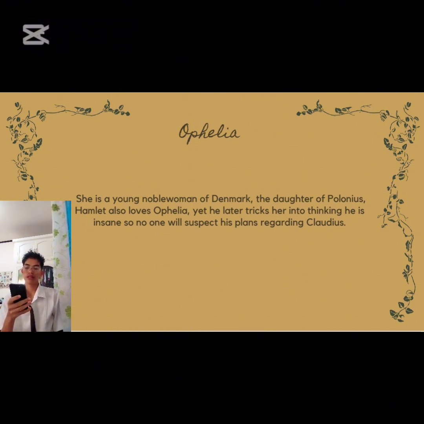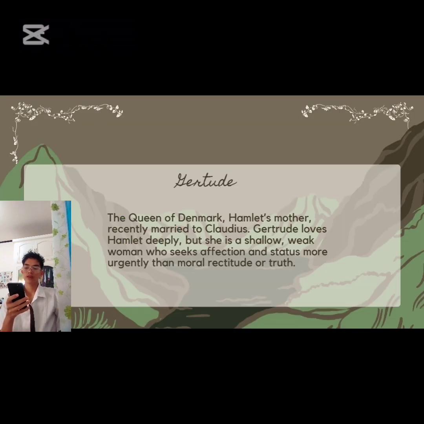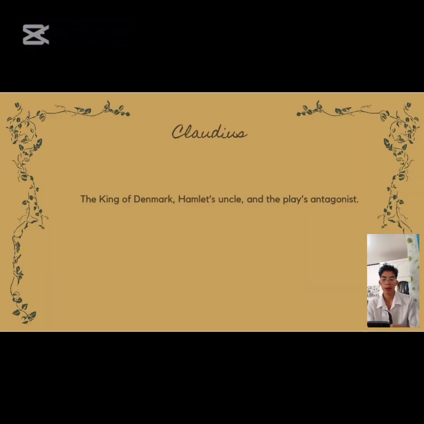And then Gertrude. Gertrude is the queen of Denmark, Hamlet's mother, recently married to Claudius. Gertrude loves Hamlet deeply, but she is a shallow, weak woman who seeks affection and status more urgently than moral rectitude or truth. And also Claudius. Claudius, the king of Denmark, is the uncle of Hamlet and the play's antagonist.